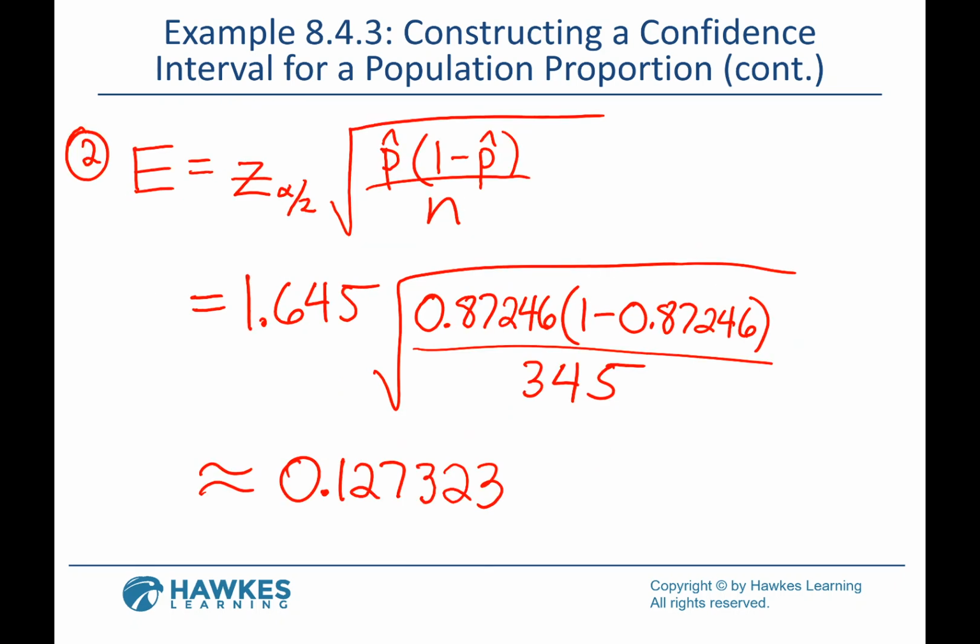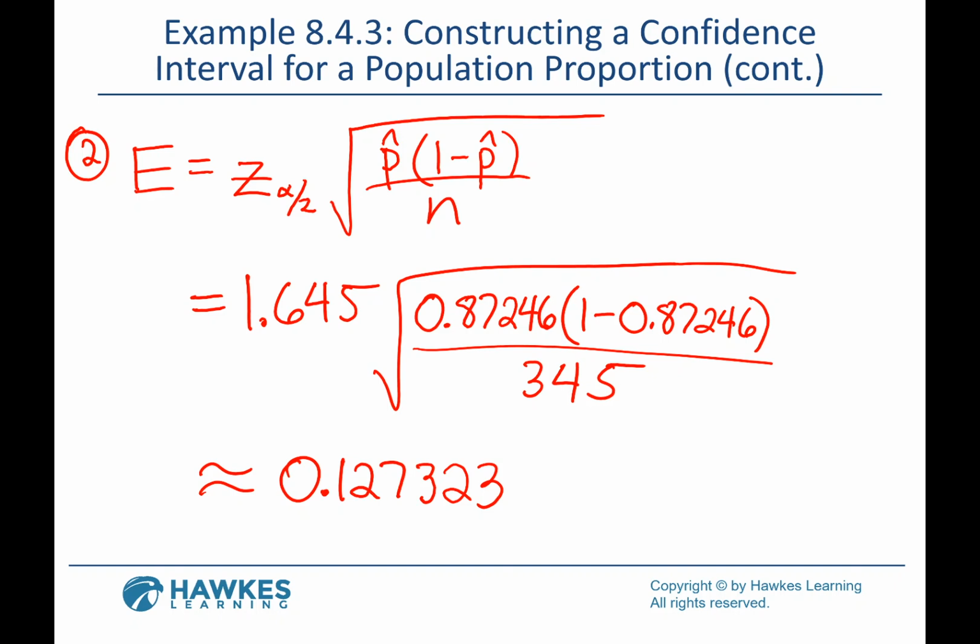Yeah, I did 0.87246 times, and then did parentheses, 1 minus 0.87246, close my parentheses, divided by 345. Let me see. Make sure that's coming out right. Oh, okay, I see what I did. I did mess up, I'm sorry. That's why you gotta punch it and make sure I'm doing it right. Okay? Can't just trust the teacher.